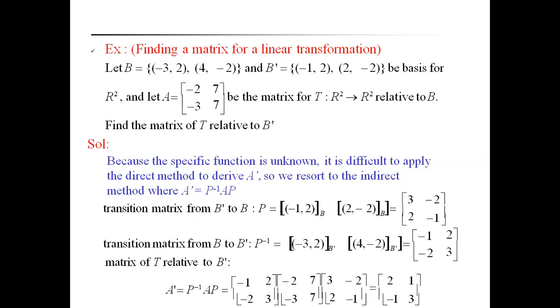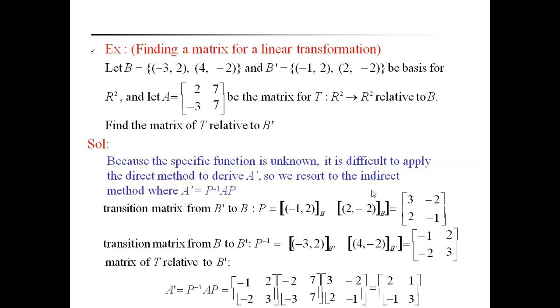Before, we already discussed this in the previous example. Here we are not using the direct method, because it is too difficult to find the A dash. By using the indirect method, A dash is equal to P inverse into A P. That's why we use the indirect method here. First find the transition matrix P and the transition matrix P inverse. By using this formula, A dash is equal to P inverse A P, we can easily get the matrix of T relative to the basis B dash.